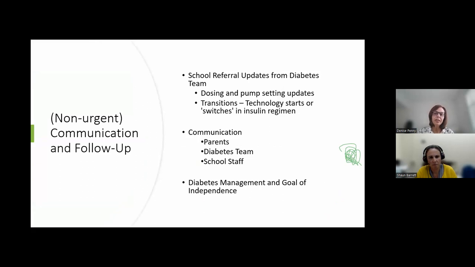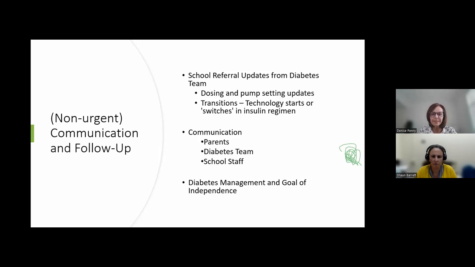In terms of non-urgent, we will continue to do the school referral updates based on any setting changes or if they transition from insulin administration to pumps. For communication, parents are your best communication at that time. If you have any questions or concerns, perhaps that you're concerned about a child and their management, don't hesitate to reach out to us as well.